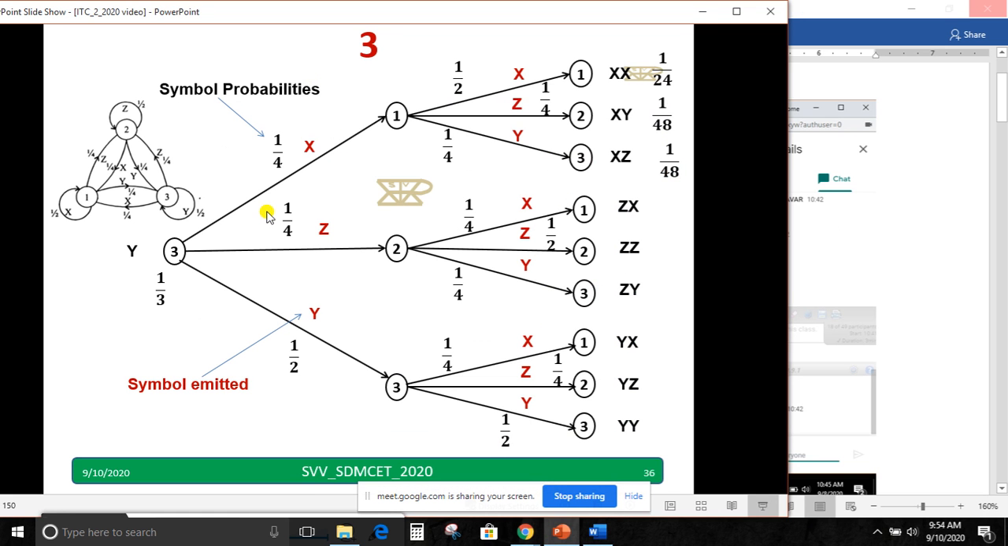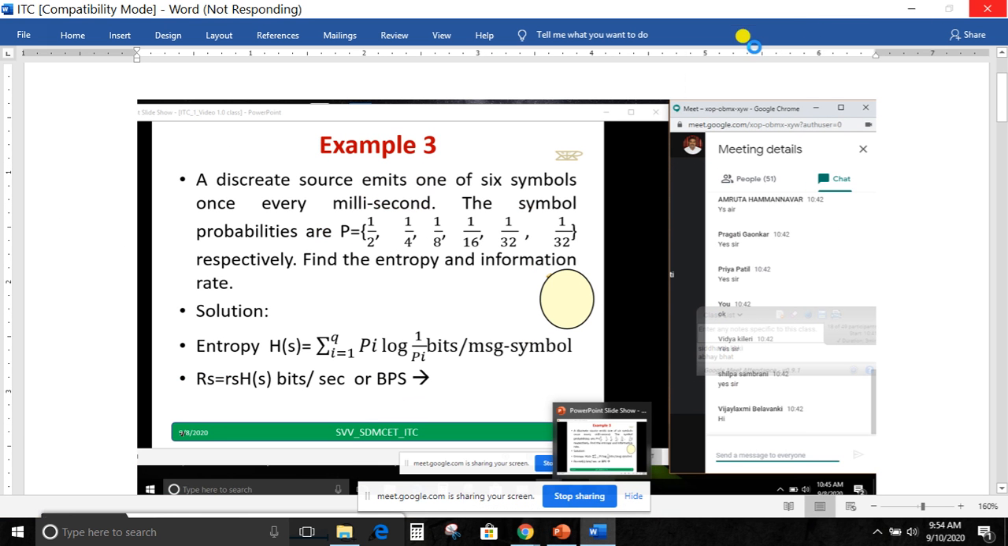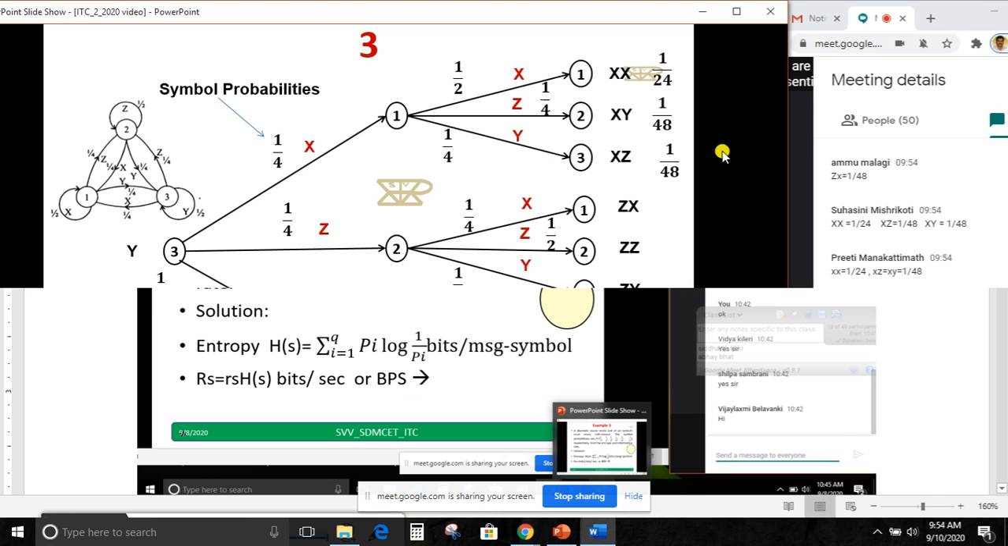So we have completed considering the state number 1, state number 2. Also we did it just now considering the state number 3. So now let us go to the next slide.